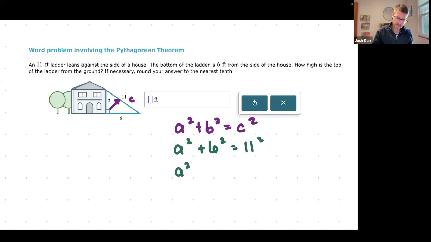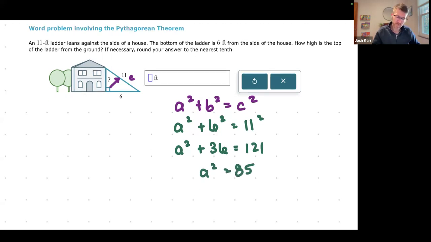Go ahead and start solving. We got 36. We got 121. We're going to subtract 36 from both sides. So we get A squared equals 85. And then we're going to square root both sides. So the square root of 85 is 9.21. And it wants us to round to a tenth, so it's 9.2.